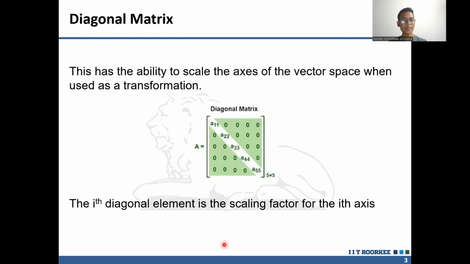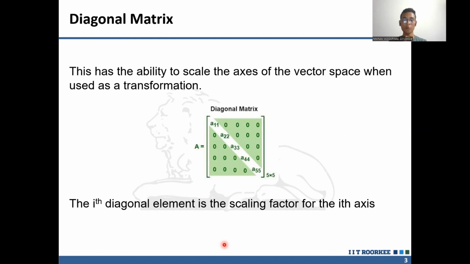Taking further upon the diagonal matrix, this has the ability to scale the axis of the vector space when used as a transformation. Now, this is really interesting how a matrix has the effect on a vector space. Whenever applied, it can transform the entire vector space. For the diagonal matrix, this is in the form of scaling the axis. The ith diagonal element is capable of scaling the ith axis.